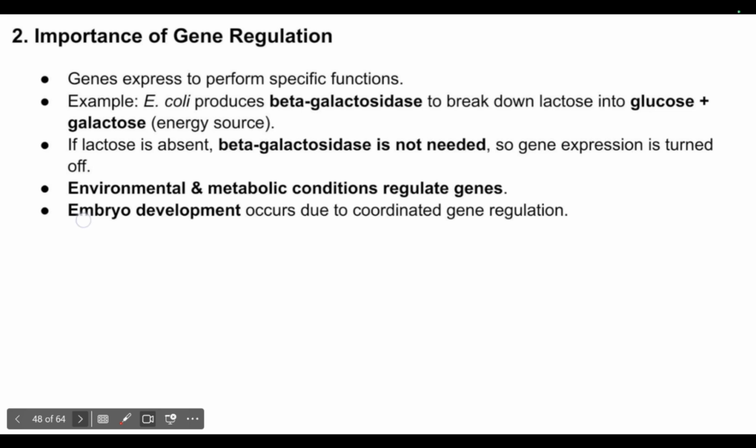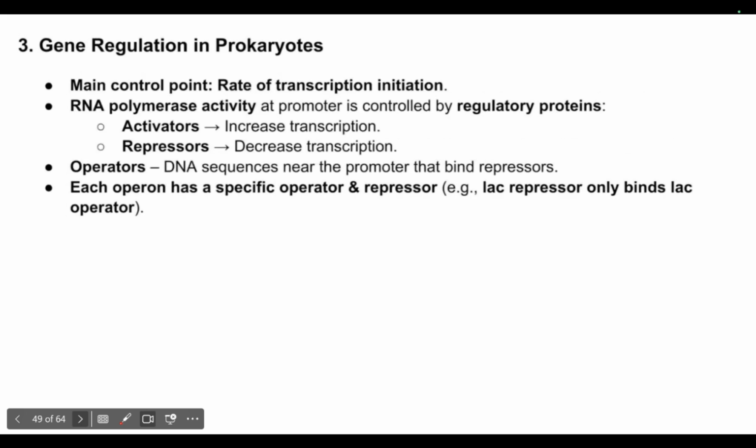Similarly, when there is embryonic development, it also requires coordinated gene regulation. So you can see that gene regulation is required at different stages of life, under different conditions or at different times, and on the basis of environment. Gene regulation in prokaryotes is mainly done at the transcriptional level.